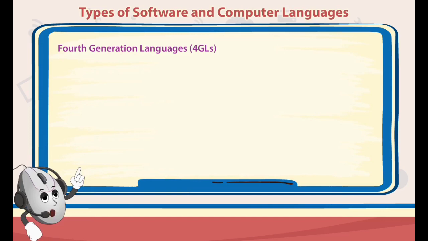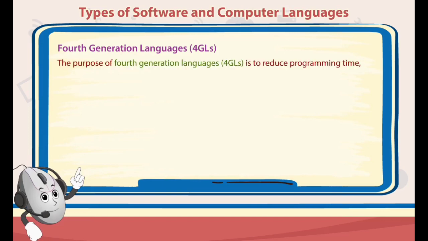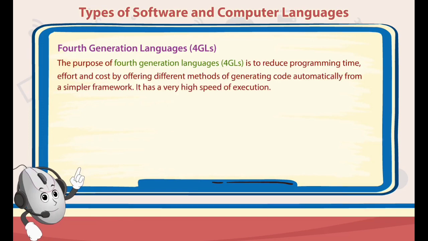Fourth generation languages, 4GLs. The purpose of fourth generation languages, 4GLs, is to reduce programming time, effort and cost by offering different methods of generating code automatically from a simple framework. It has a very high speed of execution.